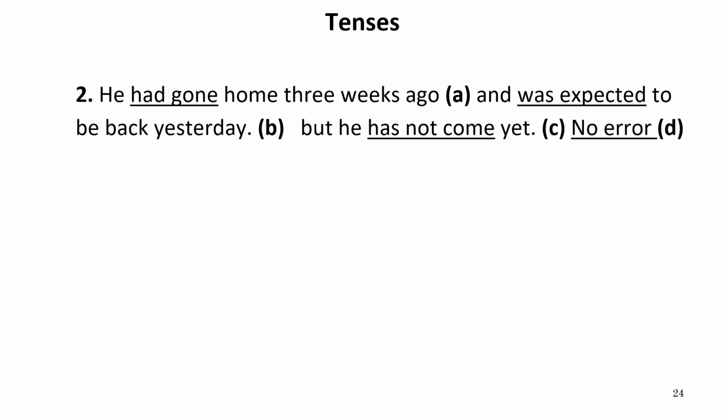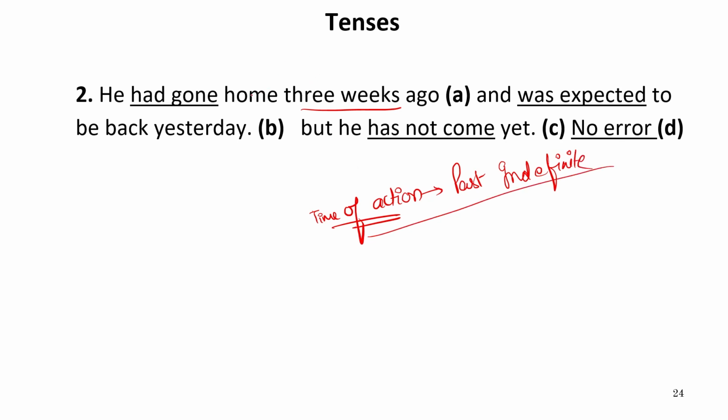Now in this sentence, it is written 3 weeks ago. It means we know the time of action. Now as I told you before as well, when we know the time of action, it should be written in past indefinite. So the sentence will be written like: he went home 3 weeks ago and was expected to be back yesterday, but he has not come yet.